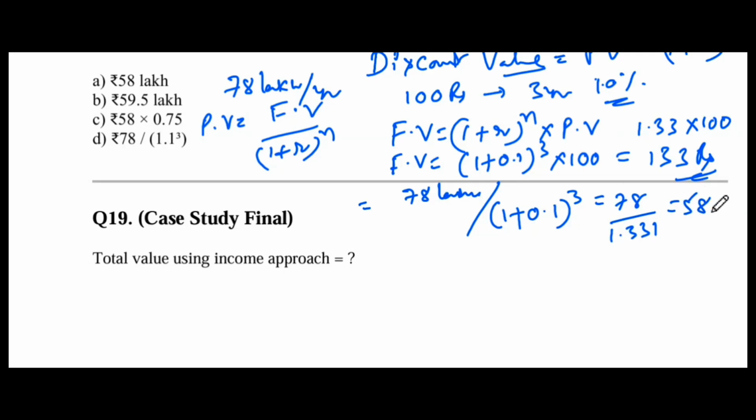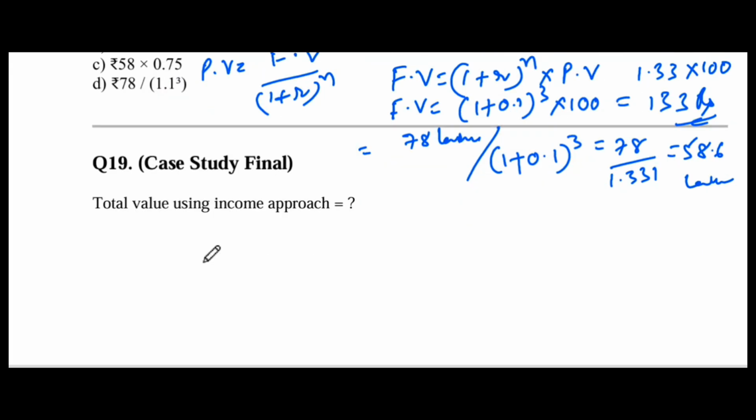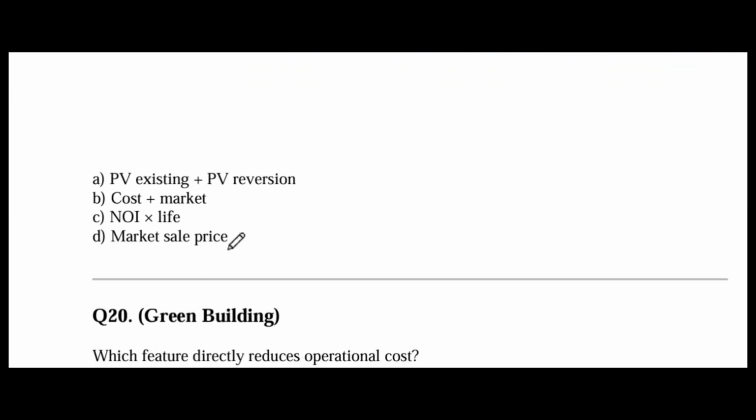That means 58.6 lakhs. So this is the present value of the property anticipating the future return, future value of 78 lakhs. So we have discounted. We have reverse compounded. Okay, so the correct answer is 58 lakhs. Total value using income approach. The options given are PV of existing, PV of reversion, plus PV of reversion, cost plus market, NOI into life, market sale price. The correct option is PV existing plus PV reversion.